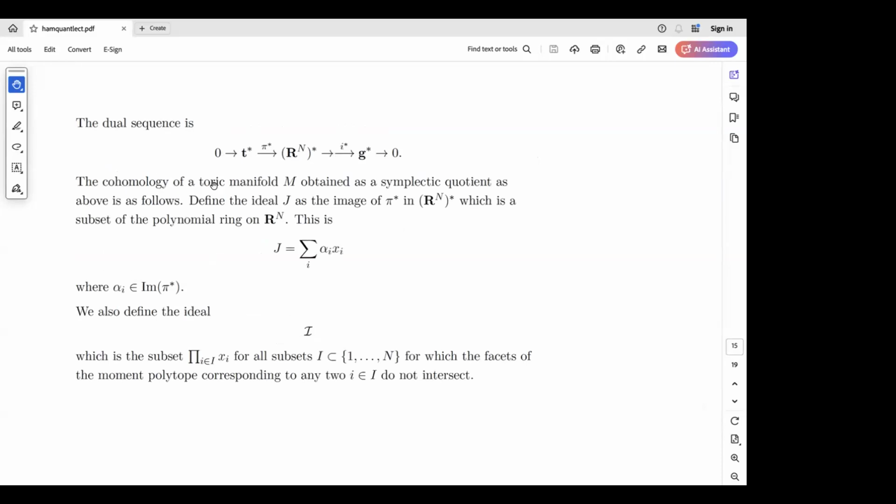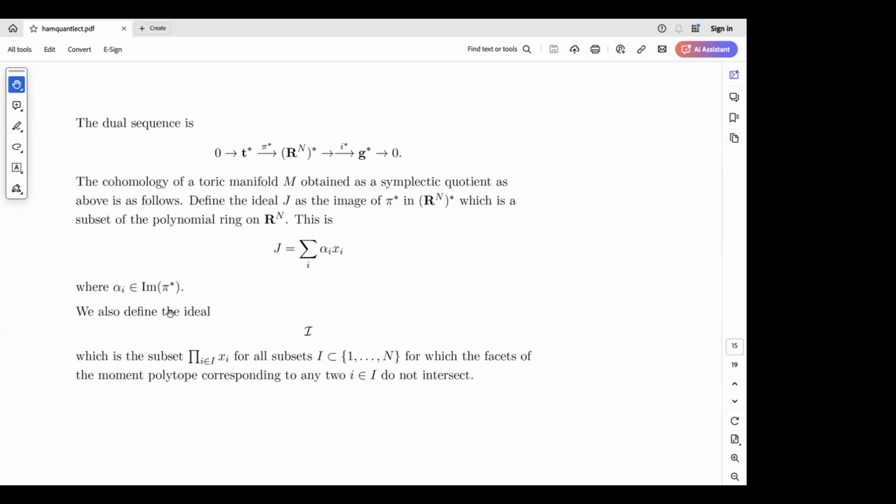The cohomology of a toric manifold obtained as a symplectic quotient as above is as follows. We first define the ideal J as the image of pi star in Rn star. So this is a subset of the polynomial ring on Rn. So I write that as J equals the sum of alpha i, xi. The xi are the generators of degree 2 that we had previously, and alpha is in the image of pi star.